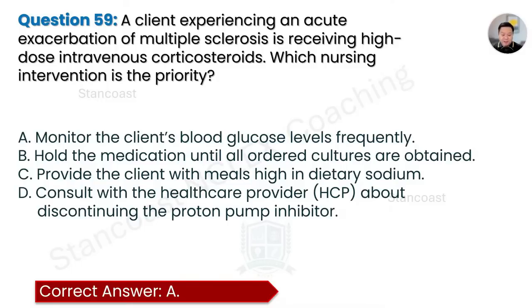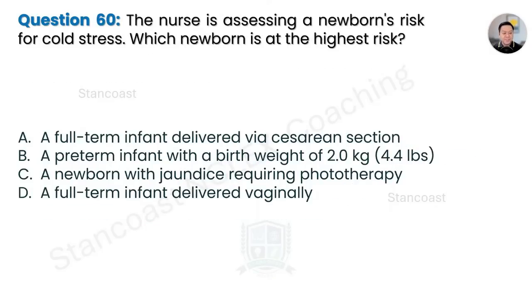Again, your focus here is to look into the effects of the corticosteroids, especially high-dose corticosteroids, which can lead to hyperglycemia, sodium retention, and gastric irritation. And you have to eliminate those distractors. And so if an option contradicts the medication action, for example, increasing the sodium in the diet, you have to eliminate it immediately.